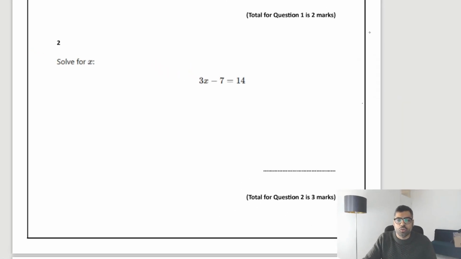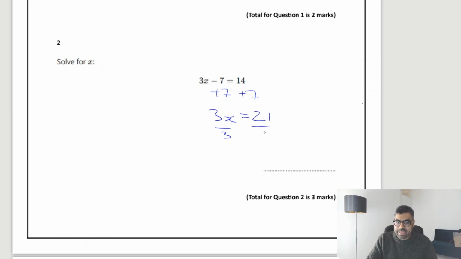So question 2, we've got an algebra question, a pretty easy one. I'm not going to go into too much detail in terms of explaining it. We have 3x minus 7 equals 14, and we solve for x. Our first step is we add 7 to both sides. That gives us 3x equals 21. The next step is we divide both sides by 3.